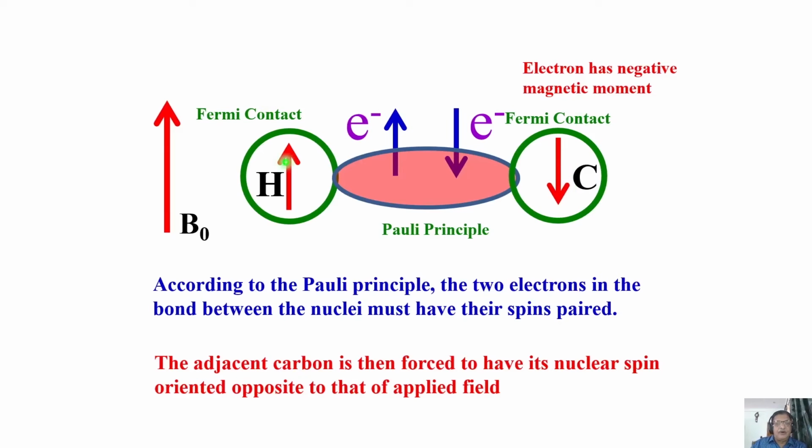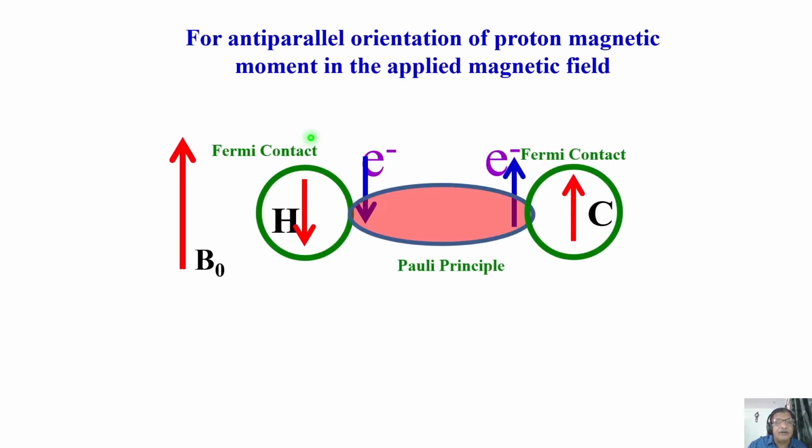Okay. Now you may ask me a question. Fine. You took the parallel orientation. There are two orientations for the proton spin. You took the parallel orientation. What happens if you take the opposite one? That question you can ask. True. We can also work out the same way. Now you take this as a negative orientation.